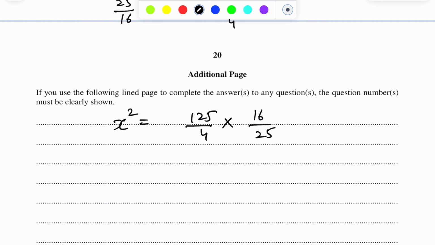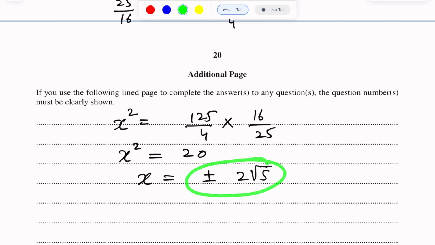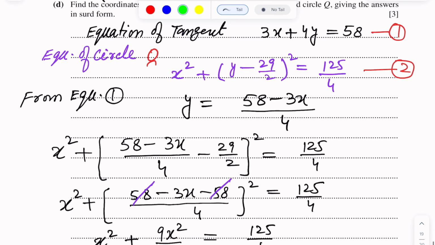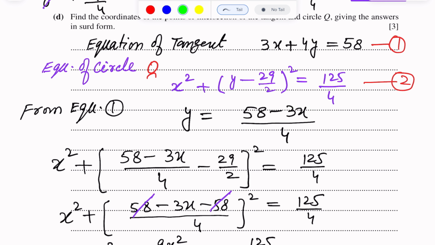Now further simplifying, we get x square is equal to 125 over 4 into 16 over 25. These cancel out: 25 fives are 125 and 4 fours are 16, so x square is equal to 20. Taking the square root of each side, we get x is equal to plus minus 2 under root 5. These are two values of x, and by putting them in the equation, we get two values of y.